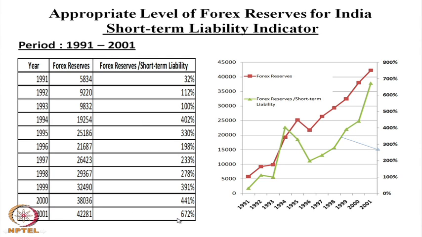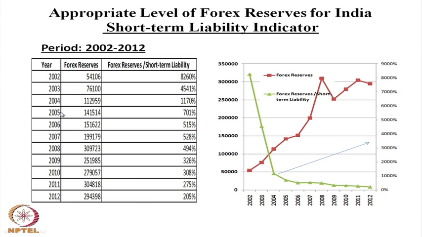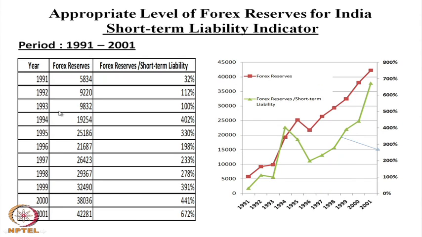by 2001, the foreign exchange reserve could cover 672% of short term liability. So, we have adequacy of reserve up to 2001. This adequacy of reserve started after liberalization, and if you see the 93, 94 data, you see 100%, because that much of foreign exchange you had which can cover our short term liability.